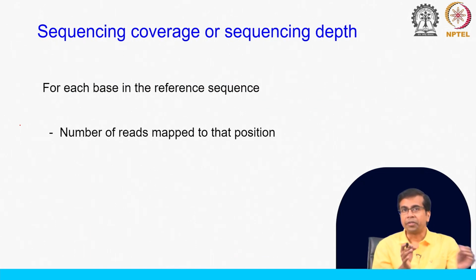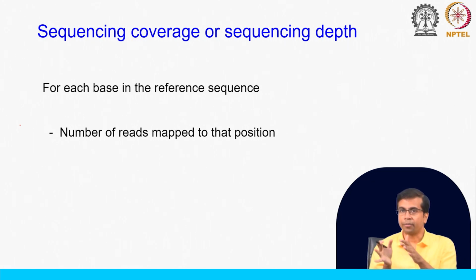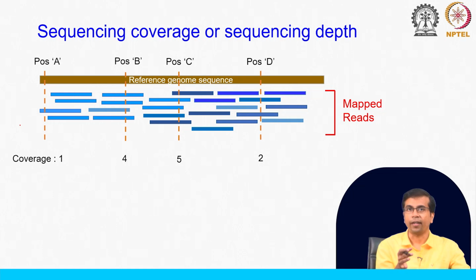The term sequencing coverage that we use actually comes after we have done the mapping. This is the sequencing coverage, or sometimes we also refer to this as sequencing depth. For each base in the reference sequence, the number of reads mapped to that position determines the sequencing coverage. I will just illustrate again with the cartoon.